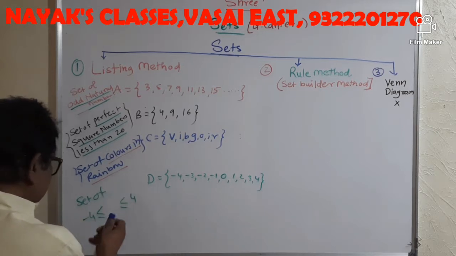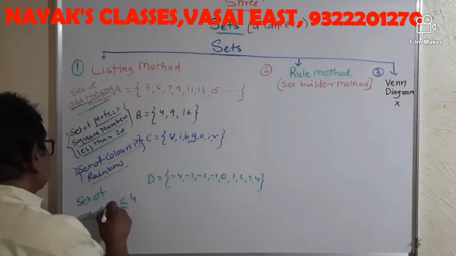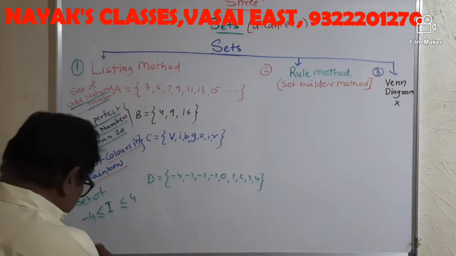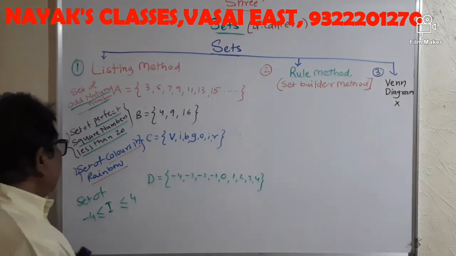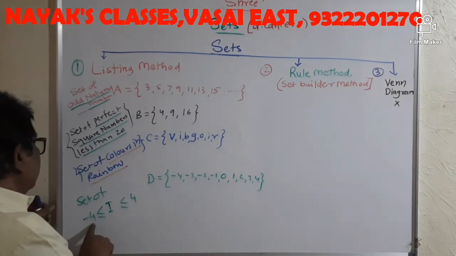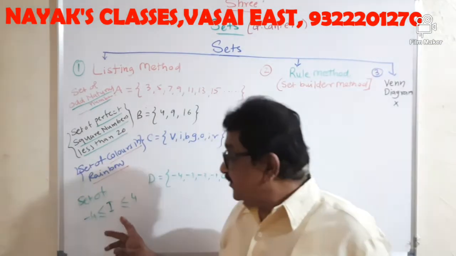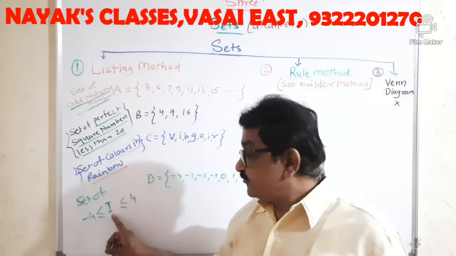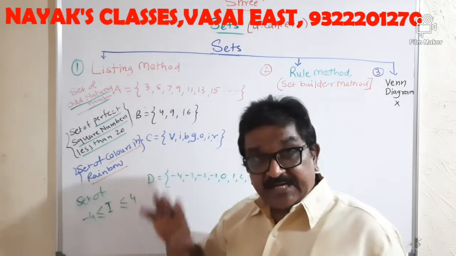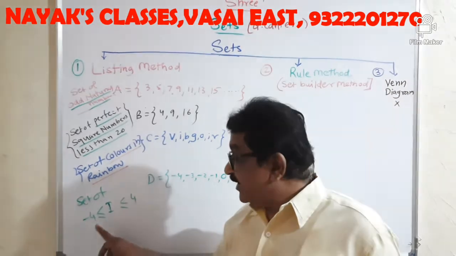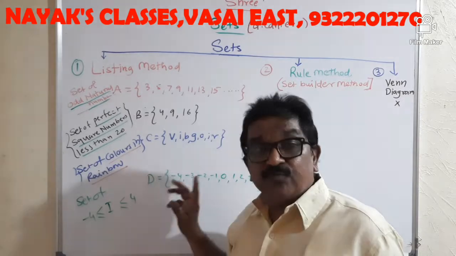Make a set of integers which are greater than or equal to minus 4 and less than or equal to 4. Once again I am repeating: the set of integers, where x is an integer, greater than or equal to minus 4 and less than or equal to 4.